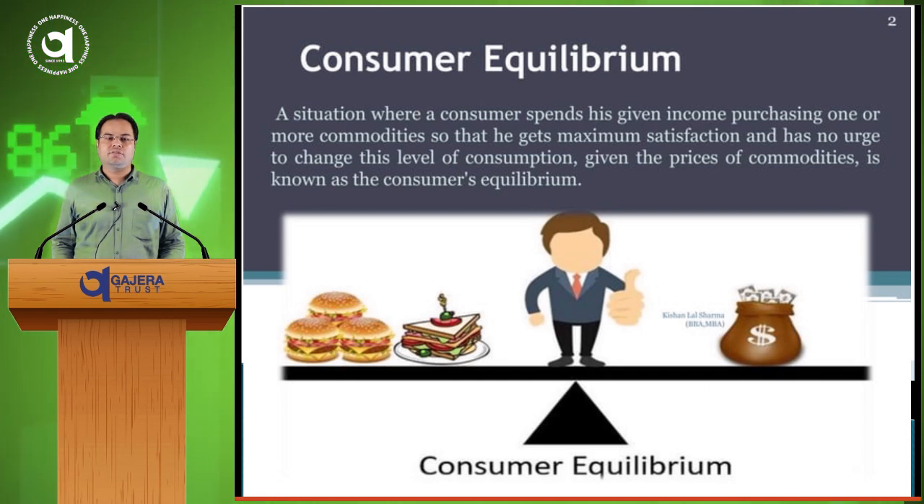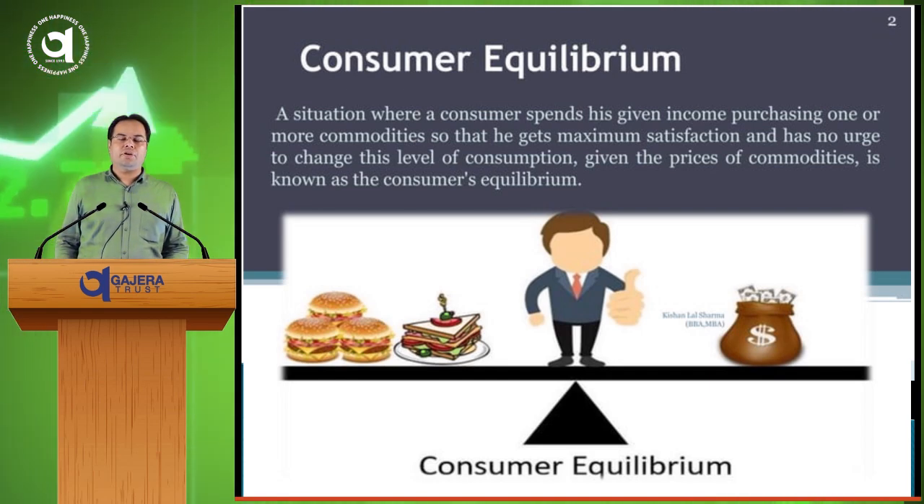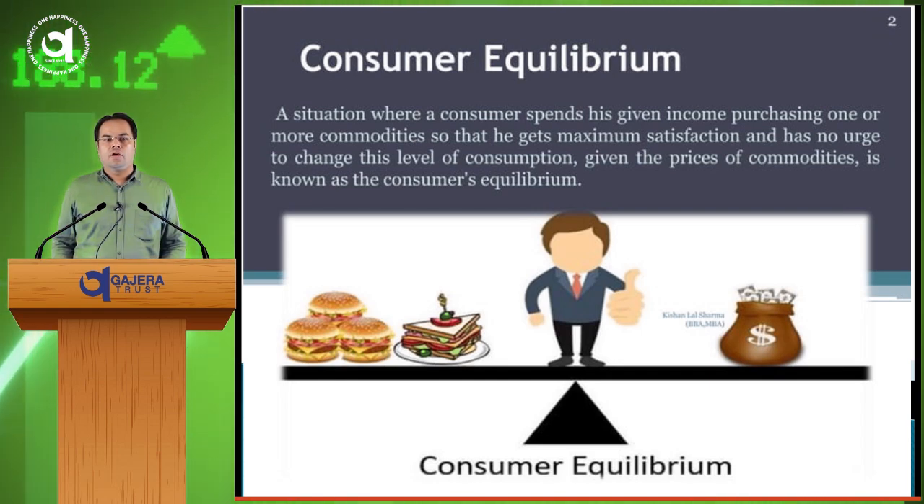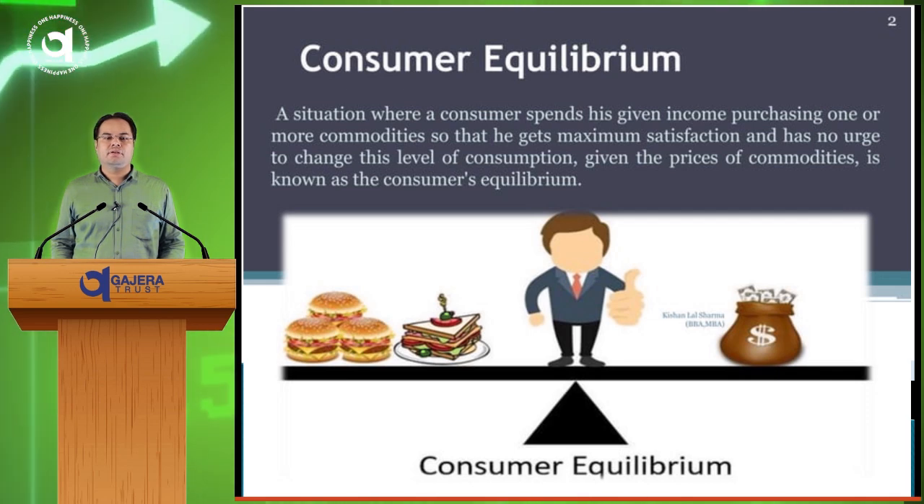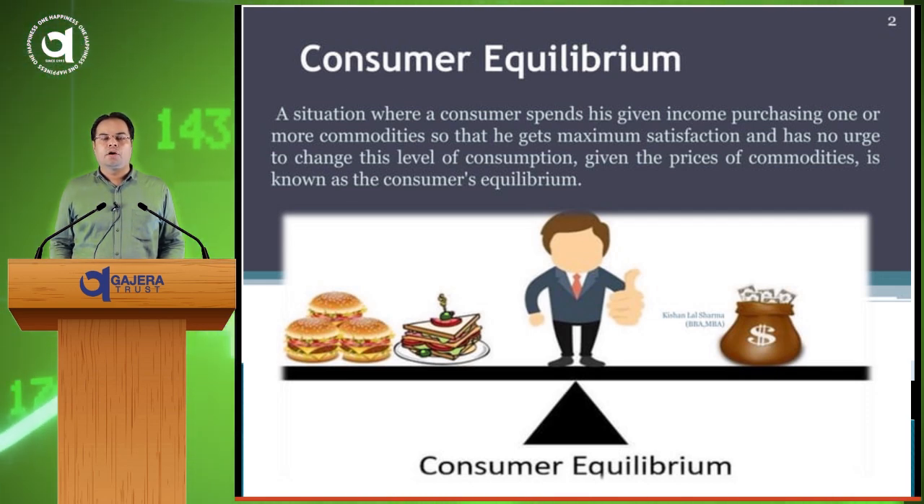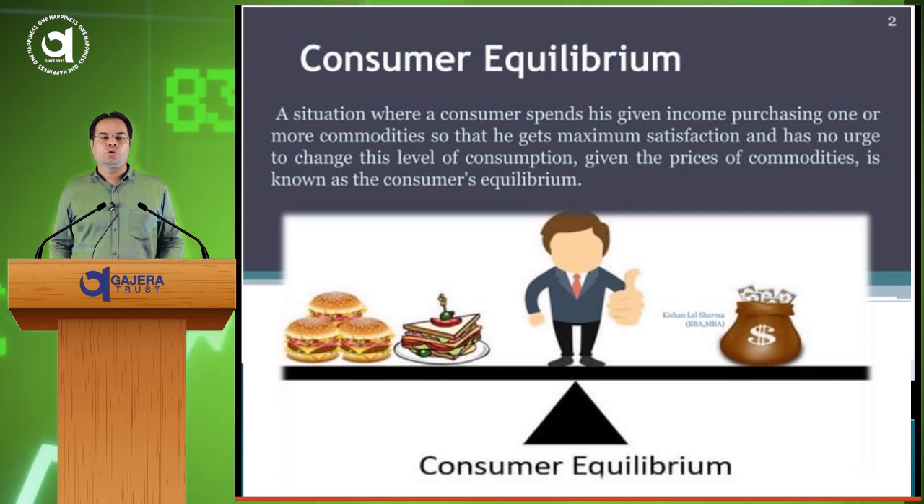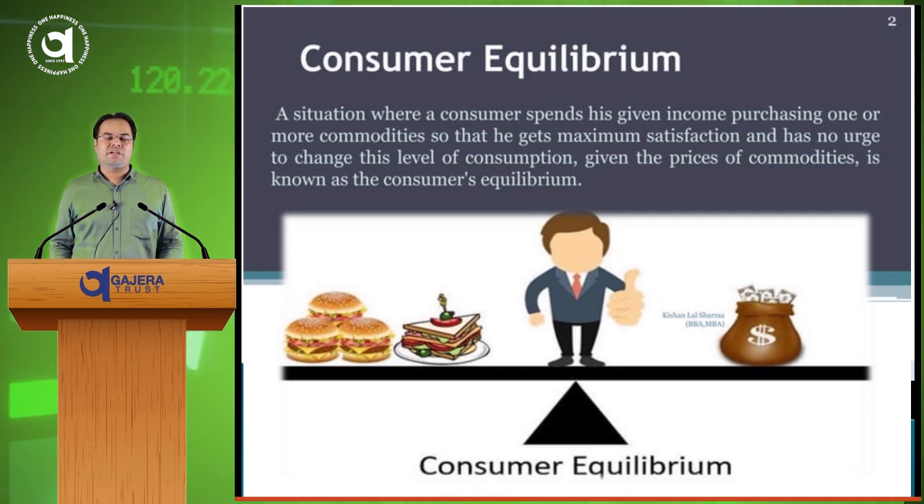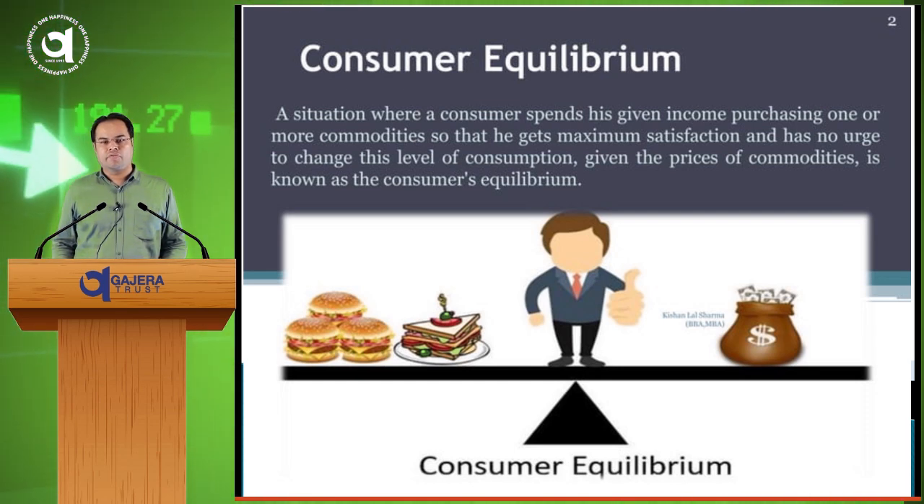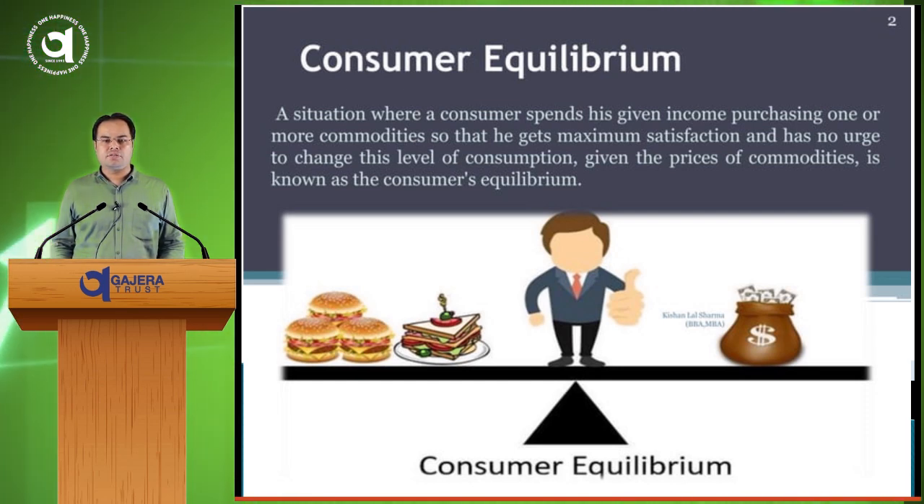As you can see, consumer equilibrium is a situation where a consumer spends his given income purchasing one or more commodities so that he gets maximum satisfaction and has no urge to change this level of consumption, given the prices of commodities. This is known as consumer's equilibrium.